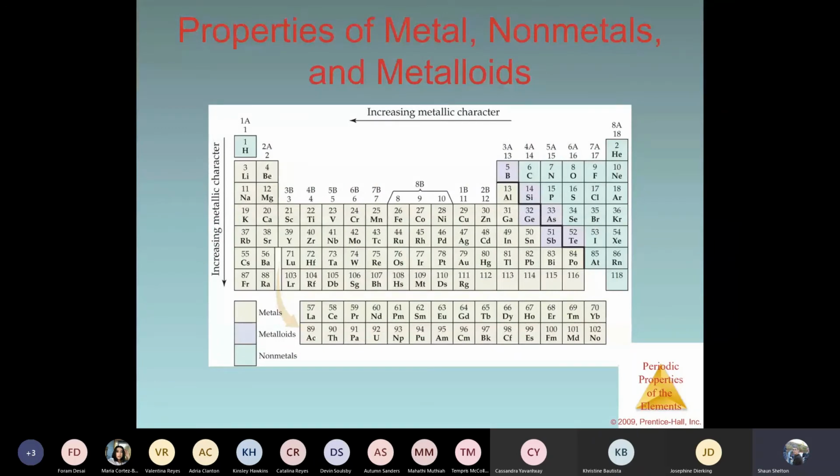So now the periodic table is found right here. What I want to do is just talk about a couple of the characteristics that you see. Remember that as you go up and to the right, the ionization energy increases in that direction.